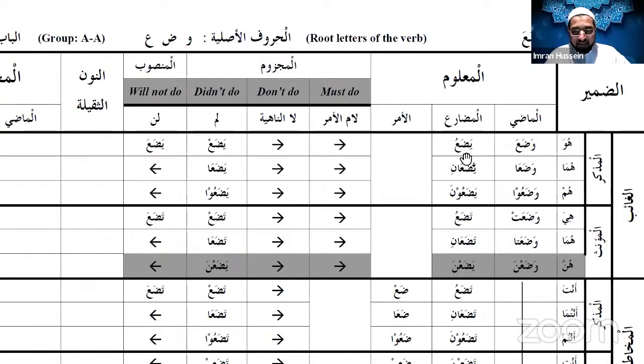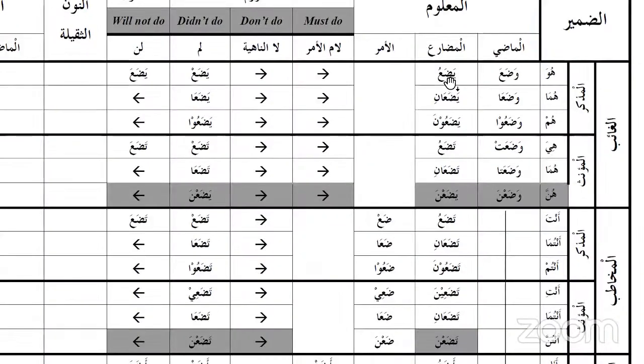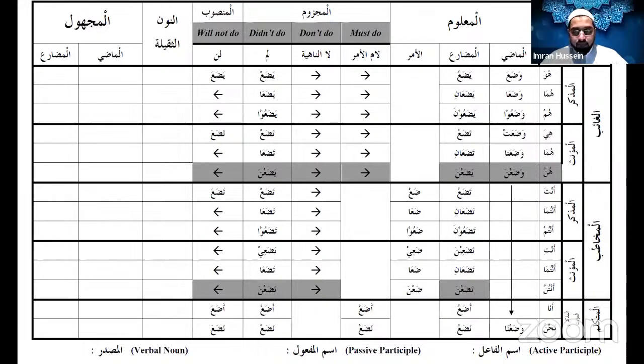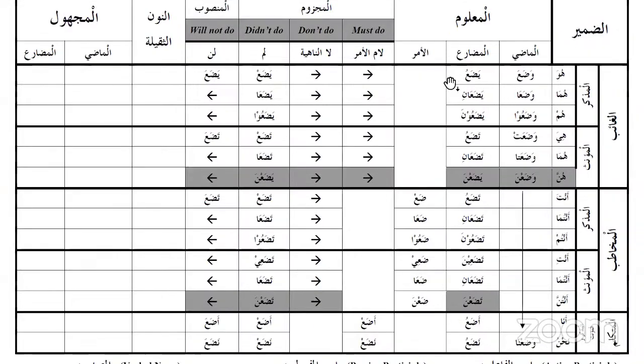Bismillah. Do the past tense and then the present tense. So wada'a means he put. Huwa wada'a, huma wada'a, hum wada'u, hiya wada'at, huma wada'ata, hunna wada'na, anta wada'ta, antuma wada'tuma, antum wada'tum, anti wada'ti, antuma wada'tuma, antunna wada'tunna, ana wada'tu, nahnu wada'na. Excellent. So the mudari is yada'u.